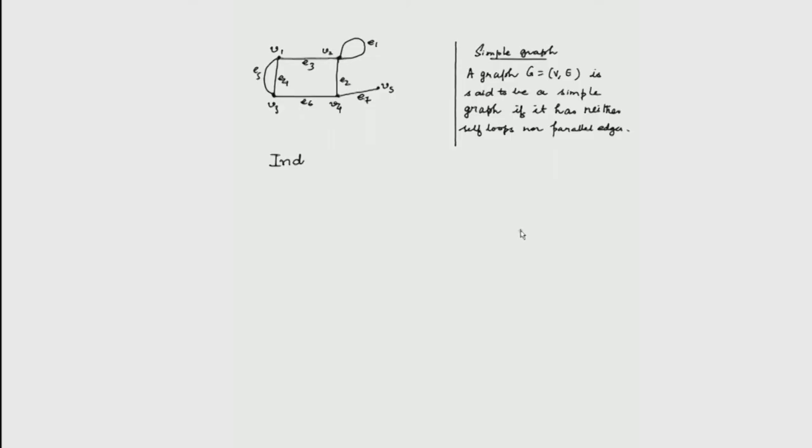Now, we talk about two important concepts related to vertices and edges, namely incidence and adjacency and degree. Incidence, degree, and adjacency.